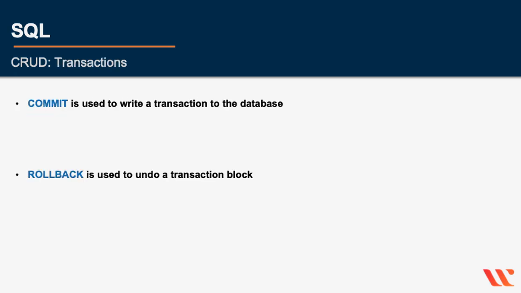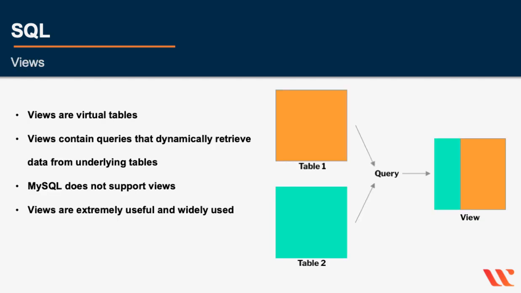In transactions, if you're using transactions, then you can use the commit and the rollback. So in this case, you can specify the commit while you're performing a certain update or delete or insert statement, and then if you wrap it in a commit, then you can always roll back in case there's a mistake or in case there is an error or you want to undo it. Views. So views are virtual tables.